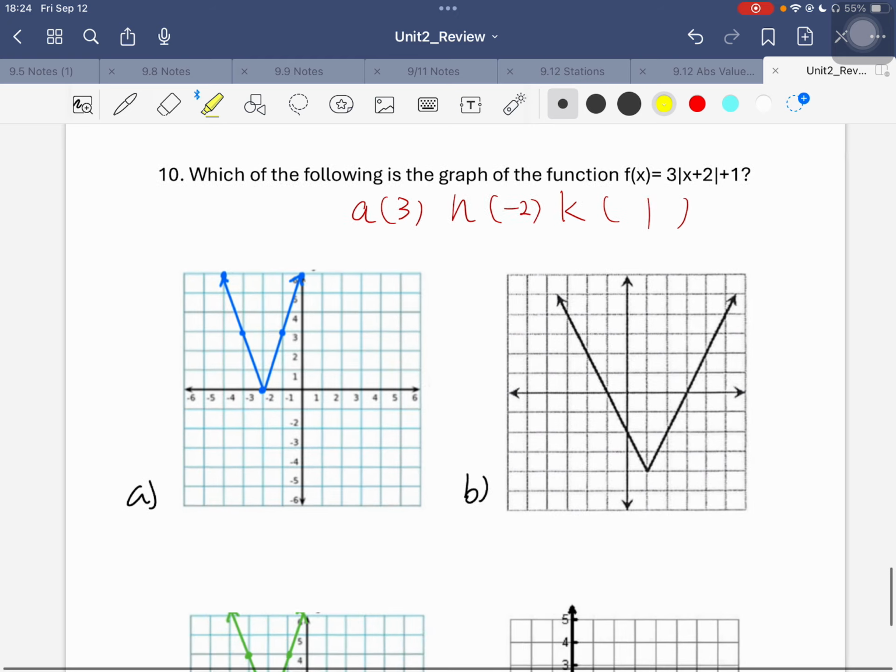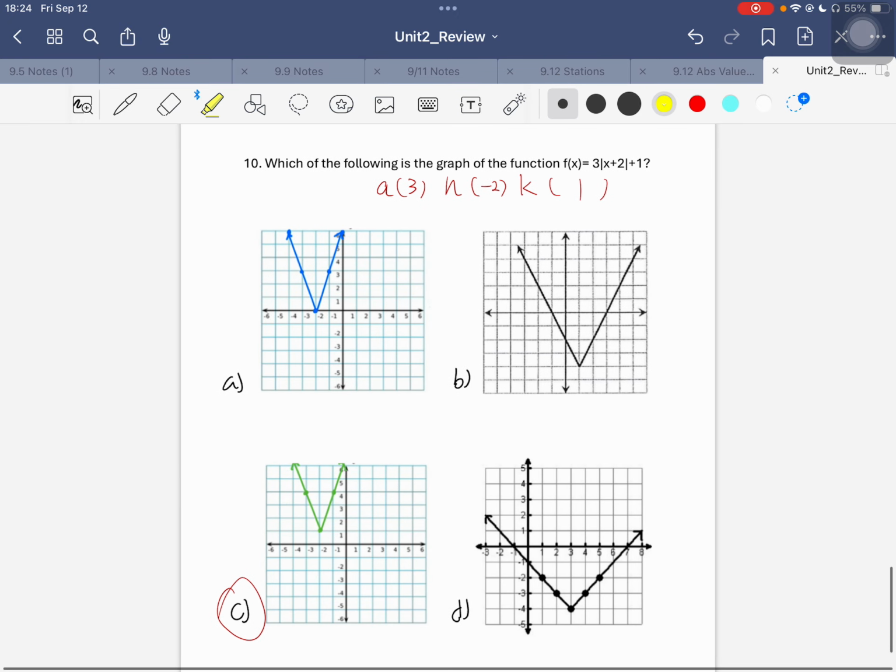Okay, question 10. Which of the following is the graph of the function 3|x + 2| + 1? Always write down your AHK. Your A is 3. H is the opposite of what's inside the house, it's -2. K is +1. It doesn't change. K doesn't change, it tells the truth. The only one that's opposite is the H.